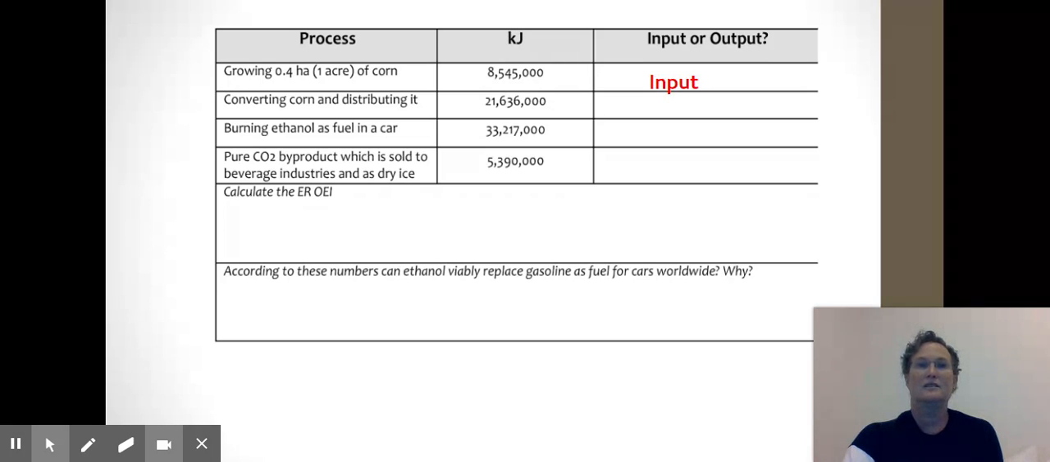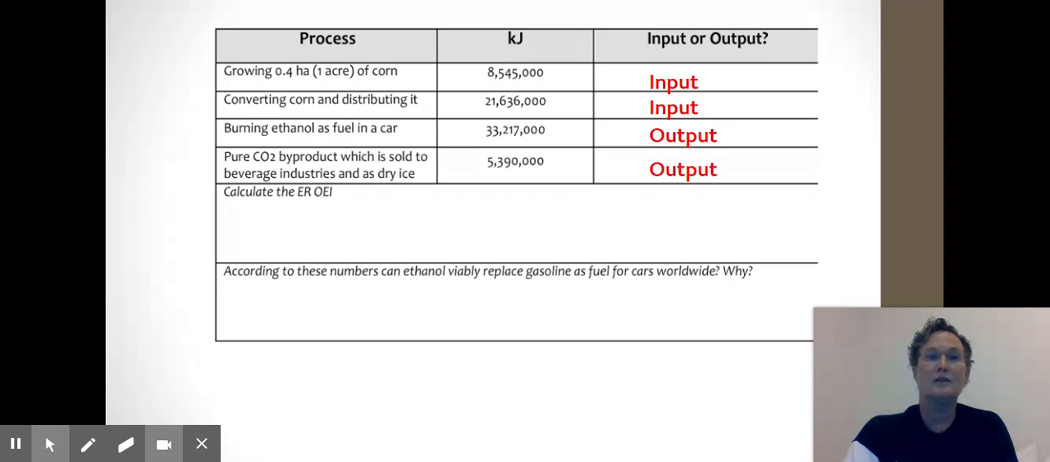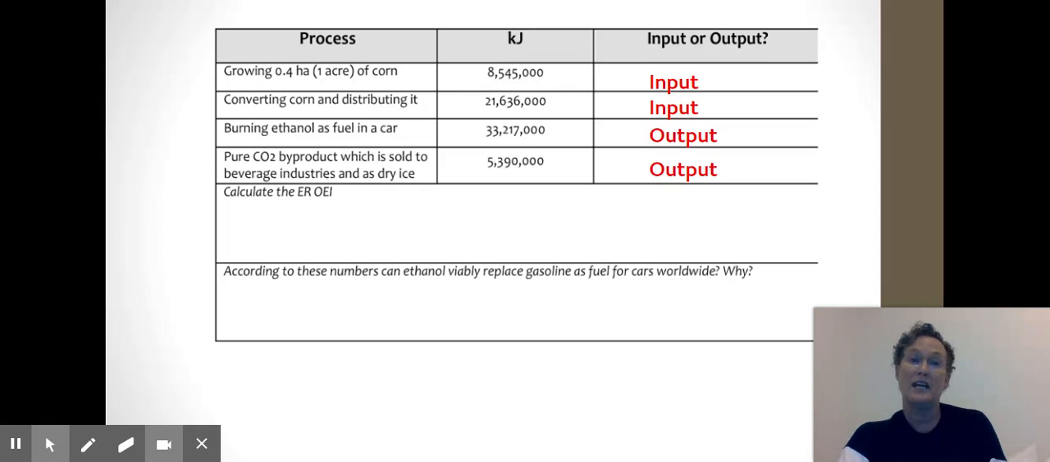Okay. The growing of the corn is an input, so that takes energy. But converting the corn and distributing it, so making the corn into a fuel, is an input. Burning the ethanol is an output. And the pure CO2 byproduct, which is sold to beverage industries as dry ice, is an output. So the last 2 things give you energy, and the first 2 take energy.